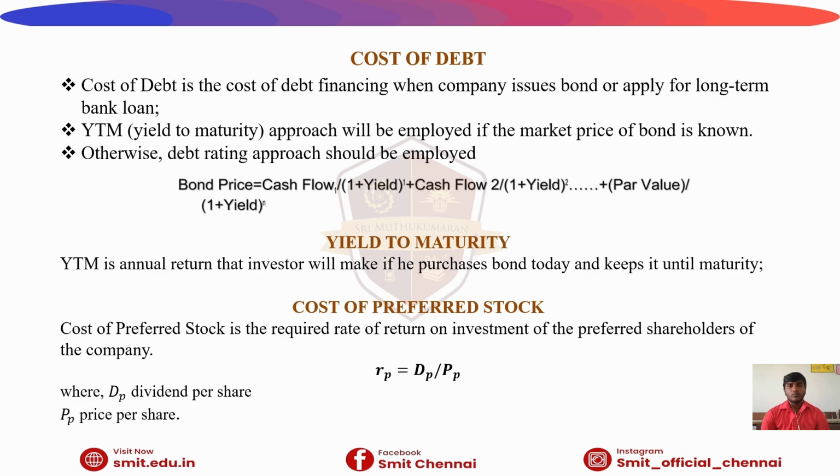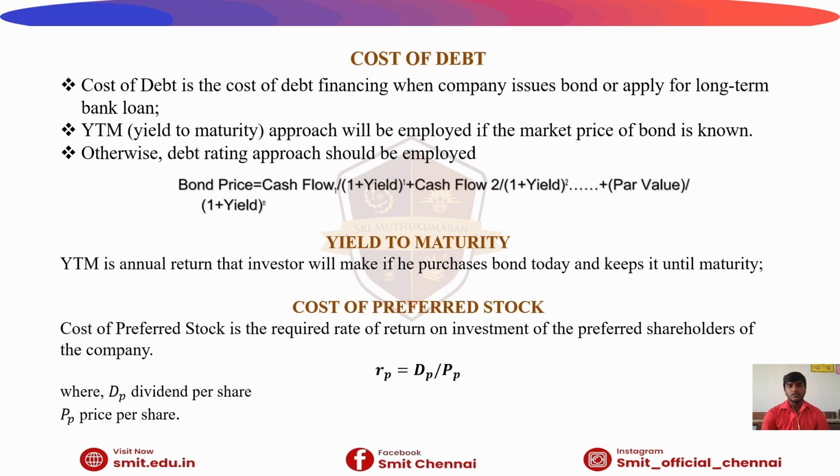And there is a formula for the cost of debt. Bond price equals cash flow 1 divided by 1 plus yield, plus cash flow 2 divided by 1 plus yield squared, and so on, plus par value divided by 1 plus yield to the power of n. Yield to maturity is the annual return that the investor will make if he purchases the bond today and keeps it until maturity.